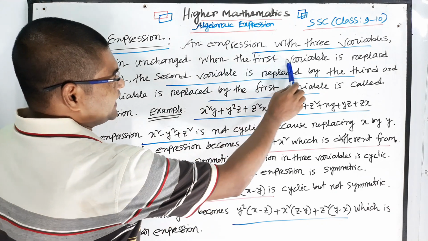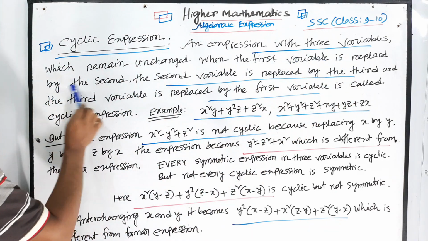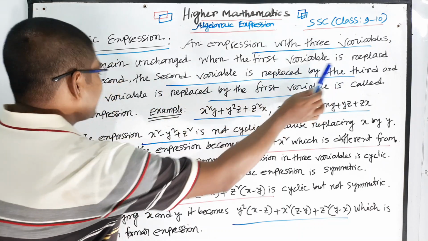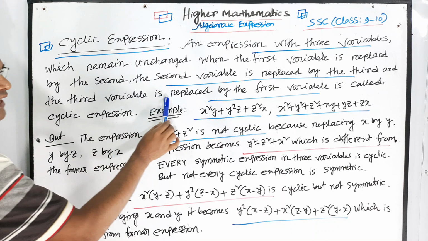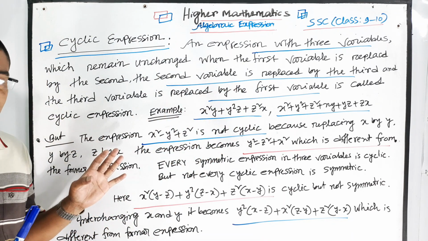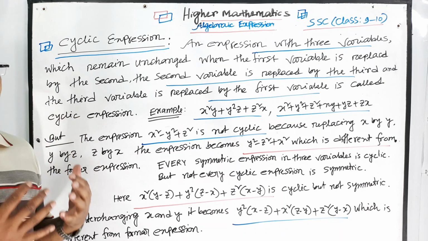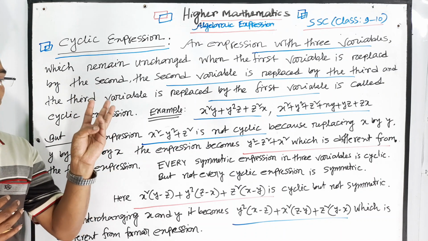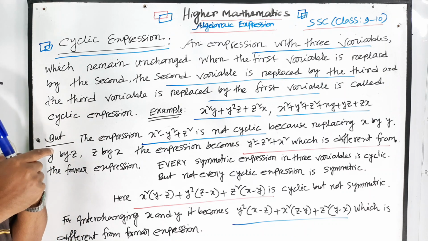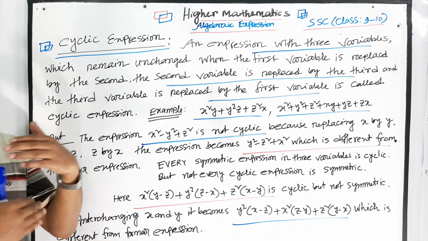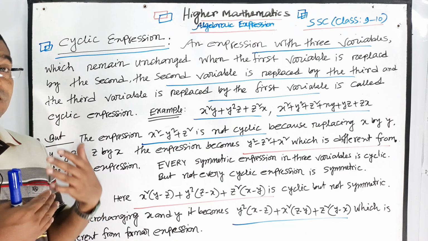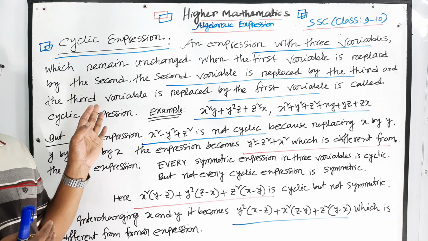When the first variable is replaced by the second variable, the second replaced by the third, and the third variable replaced by the first variable, and the expression remains unchanged, it is called a cyclic expression. If you can see, the 3 variables are x, y, z. So replacing x by y, y by z and z by x, if we get the previous one, that's the cyclic expression.